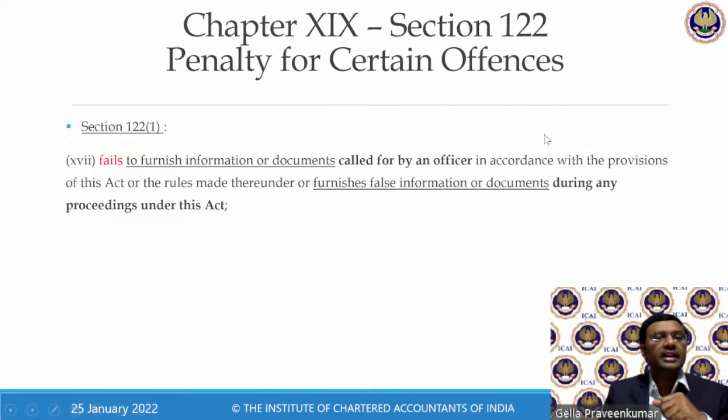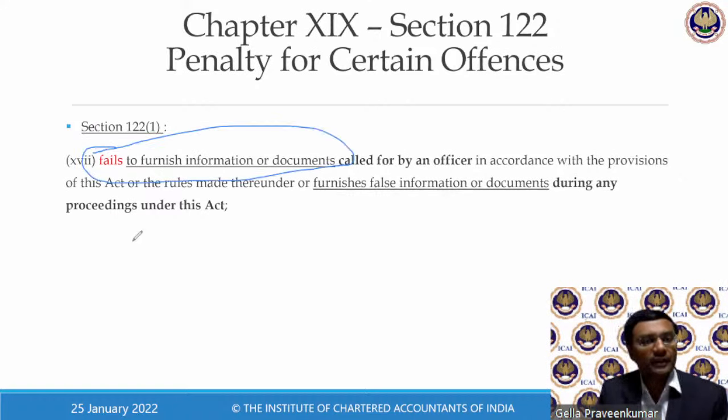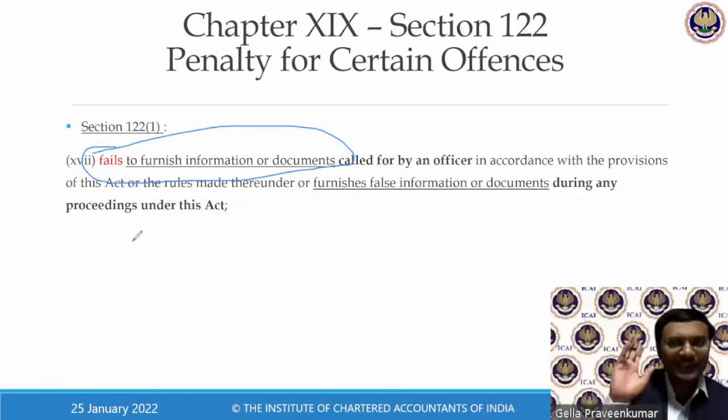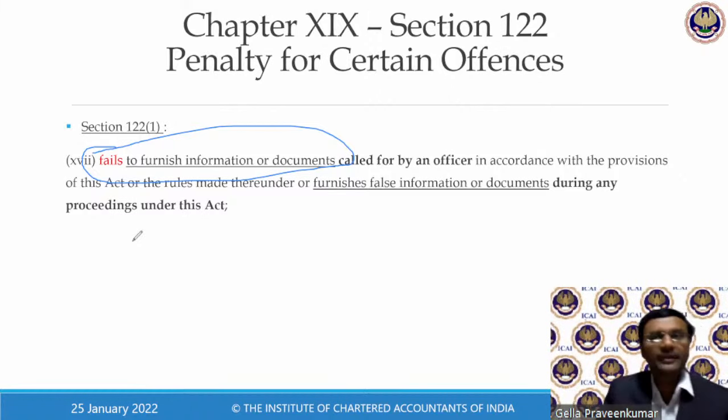Fails to furnish information or documents called for by an officer in accordance with the provisions of this Act or rules made thereunder, or furnishes false information during any proceedings. See, there was an audit conducted. I failed to give the information called for. The proper officer called, Praveen, you give your bank statement. I said, look, you don't have a right to call for it. I always obstructed, I defended myself and I never gave the information which was called for. Punishable offense under the GST.